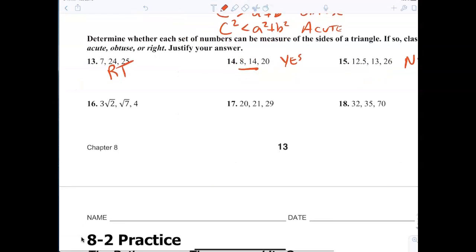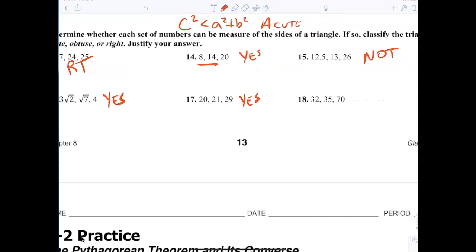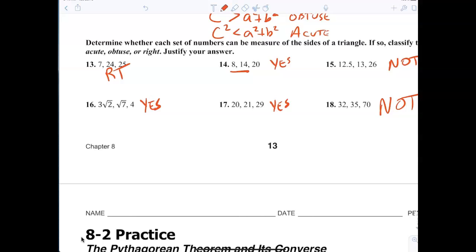All right. Now, here, 3 square roots of 2. Well, square root of 2 is 1.414, so 3 times that is already greater than 4. So that's definitely a yes. All right, 21 is greater than 29, so that's a yes. 32 plus 35 is what? No, not a triangle. So the only ones you have to do are 14, 16, and 17. Is everybody happy with that?